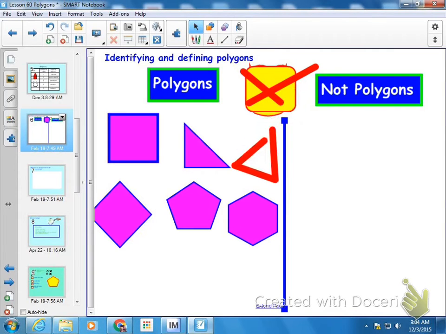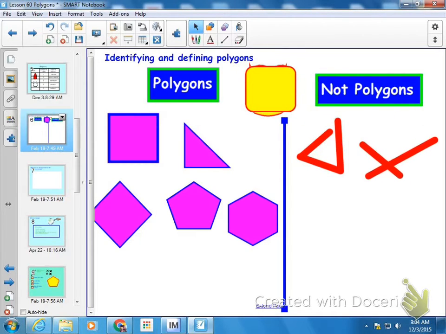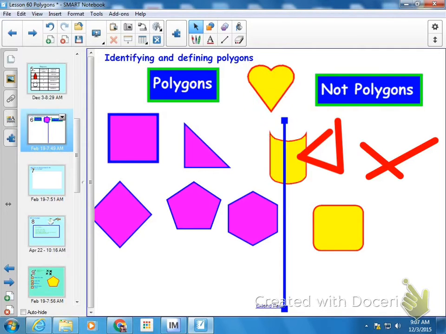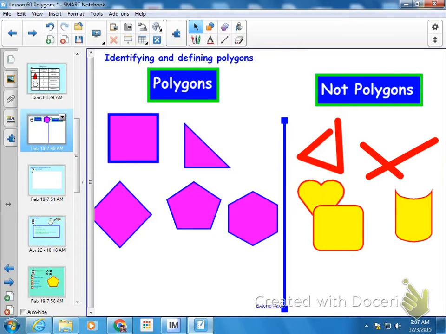Now, is this shape a polygon? No, because the open side has an opening. Is this shape a polygon? No, because it's crossing. Is this shape a polygon? This shape gets a little tricky because you think that you have 4 straight lines, but do you notice this curve right here? The curves are not lines, so it is not a polygon. This shape is not a polygon. You see that curve there, and this shape's not a polygon because it has that curve.